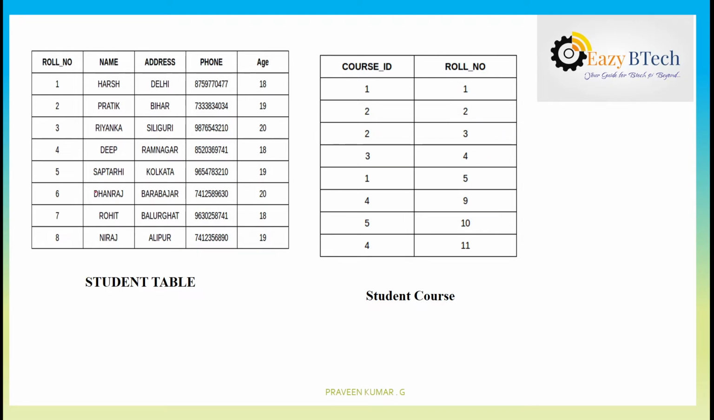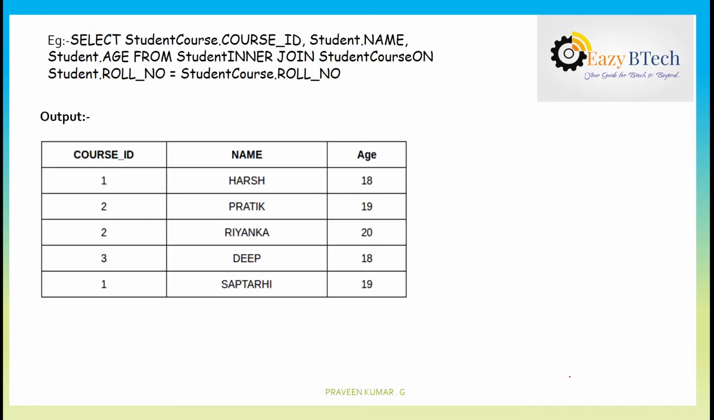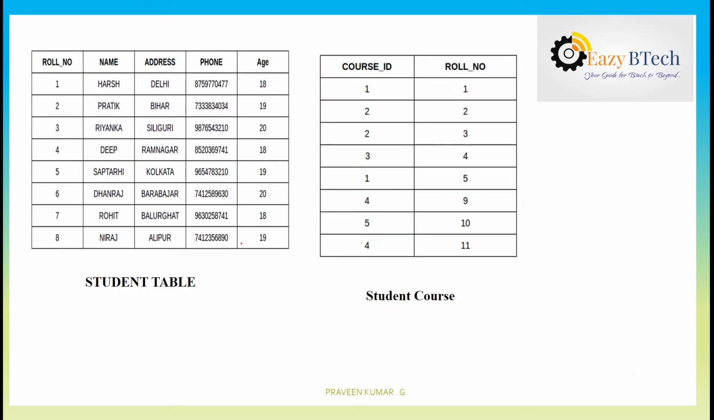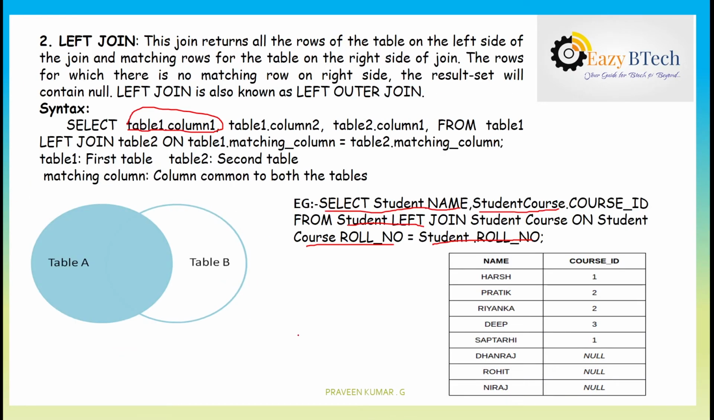Roll number 6 is not available, roll number 7 is not available, roll number 8 is not available. That's why we print roll number 7. Who is roll number 7? Roll number 7 is Dhanraj. Roll number 6 is not available in the course table. Who is roll number 6? Dhanraj, Rohit and Neeraj. They are not available in the course ID, so here we print the null value.